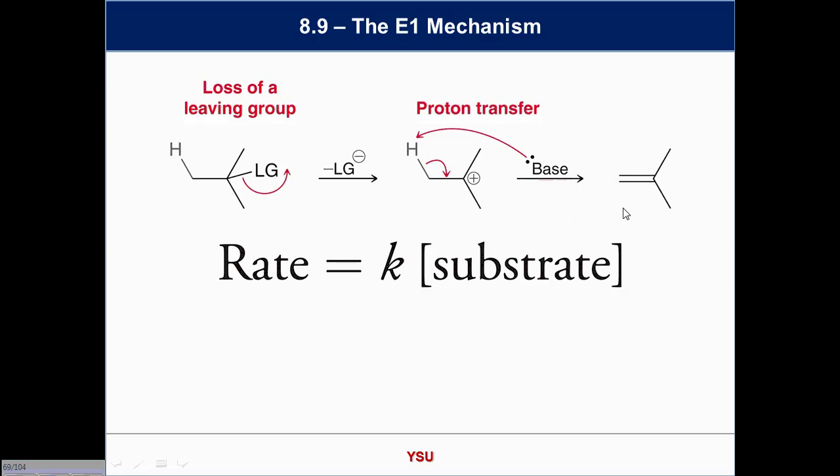So when you do the rate experiments and you dump in more base, it doesn't change the rate of reaction. That tells you the base is not part of the rate determining step. Therefore, this is a unimolecular process, right? That's where the 1 comes from in E1. And we'll find now that E1 is very much comparable to SN1.